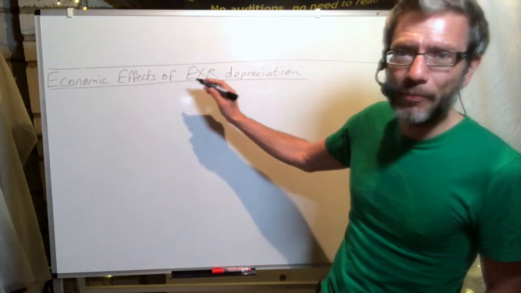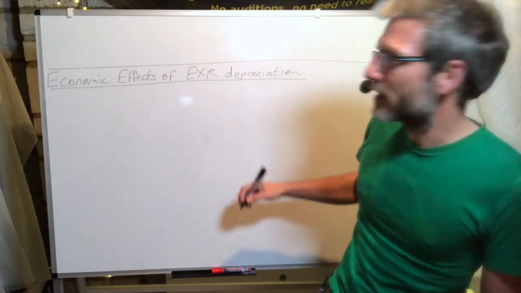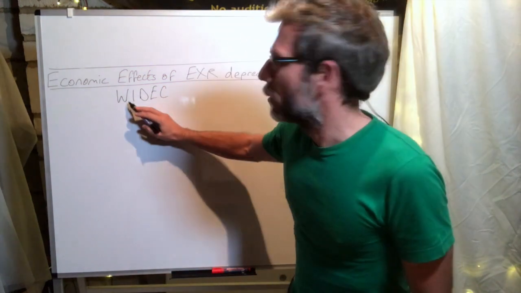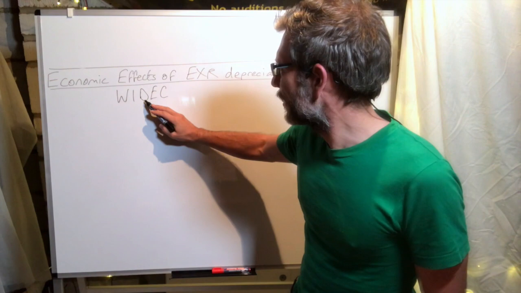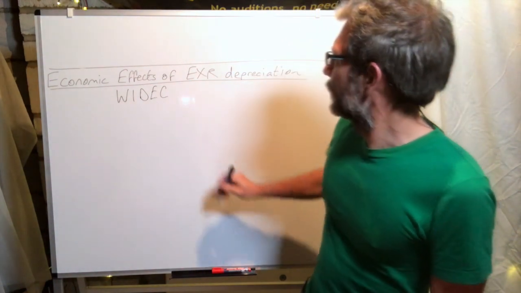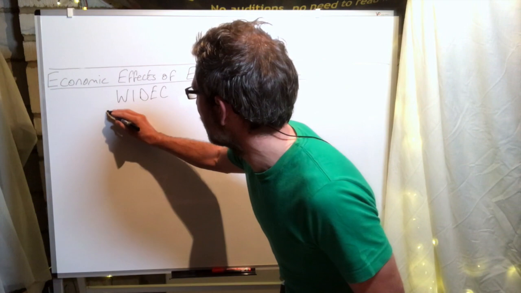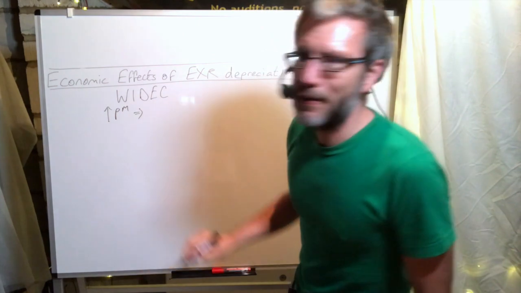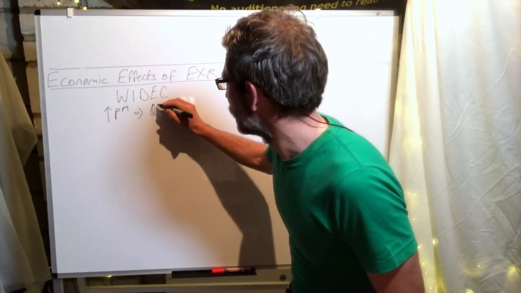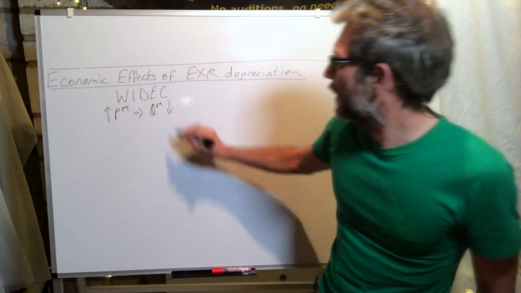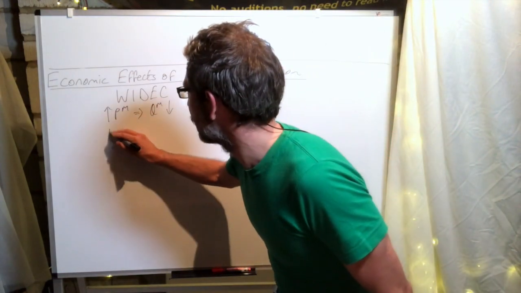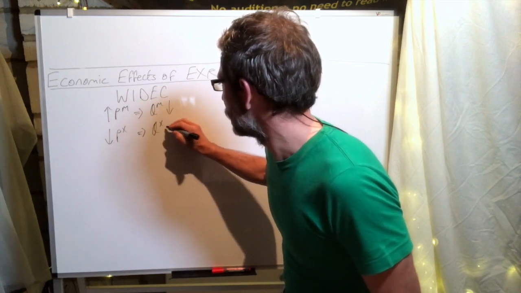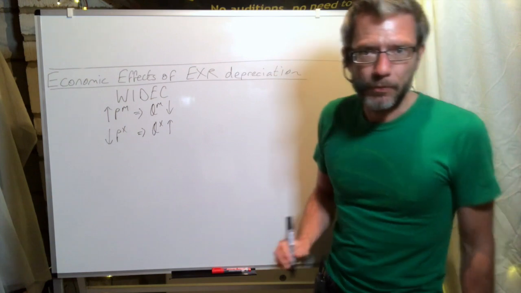So if we're looking at the economic effects of a depreciation in the exchange rate, hopefully we're all familiar with WIDEC, which stands for weak pound, imports dearer, exports cheaper. So if we have a depreciation, then we know that imports are going to be dearer, so the price of imports is going to go up. And because we know the demand curve is downward sloping, the quantity of imports is therefore going to go down. Exports are going to be cheaper, so we get a fall in the price of exports, and that's going to lead to a rise in the quantity purchased of exports.